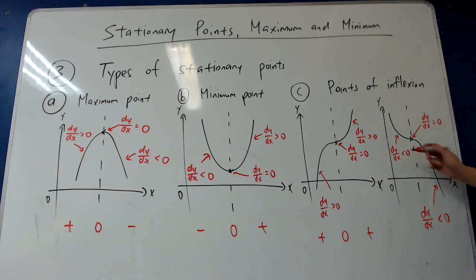So before the point, the gradient is negative. At the point it is 0, after it is still negative. So this is how the gradient of a curve with a point of inflection shown here changes.